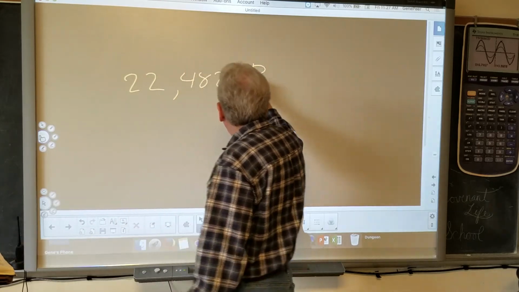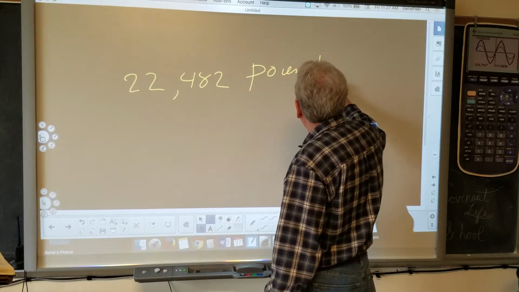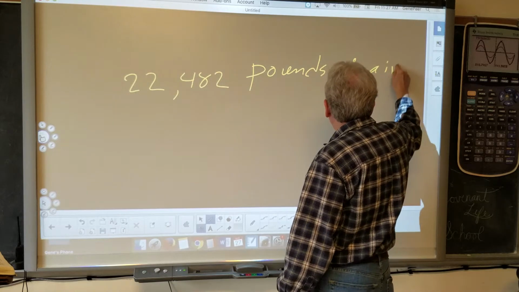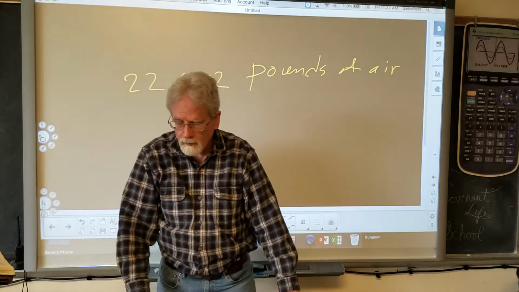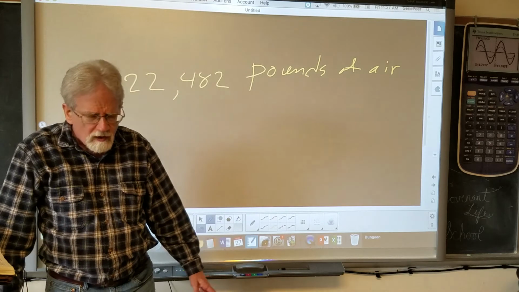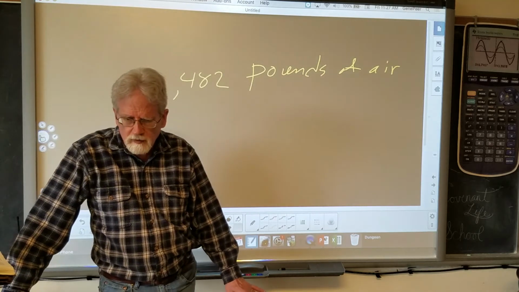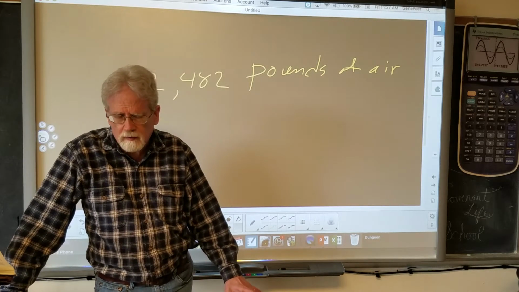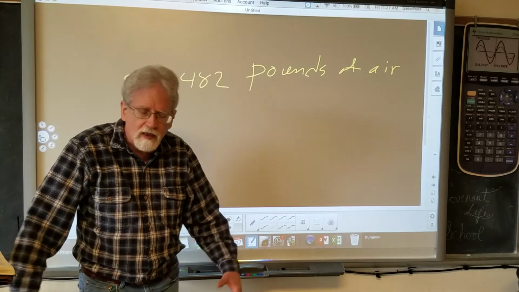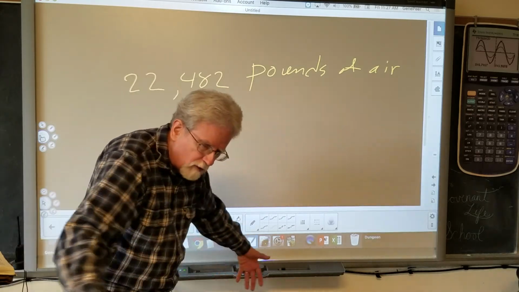22,482 pounds of air on every square meter of floor space. But you said a square meter only weighed about 1 1/4 kilograms, only had a mass of 1 1/4 kilograms. Now that's just the air in that 1 square meter.